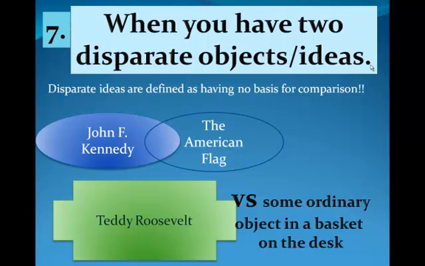This last one was some ordinary object in a basket on the desk. You might have 5 or 6 objects in there, maybe scissors and a rock and some plastic toy and a key. And they have to choose one of those objects and then compare and contrast that object to Teddy Roosevelt. And again, you might give them 3 categories under which they need to find similarities and differences.